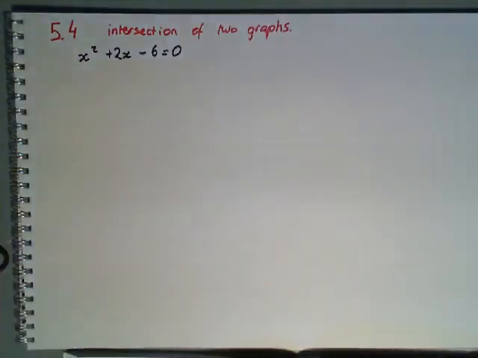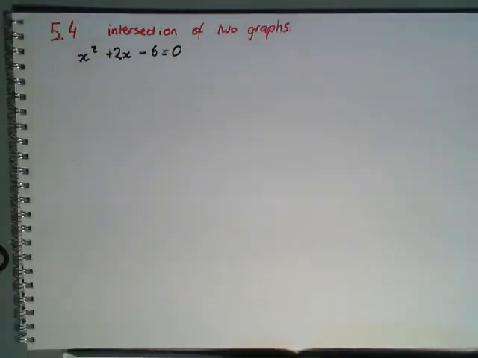Alright, in this video I'm just going to try and finish off chapter 5.4. So the next part is looking at intersections of graphs to estimate solutions. So first off, let's consider the equation x squared plus 2x take 6 equals 0.